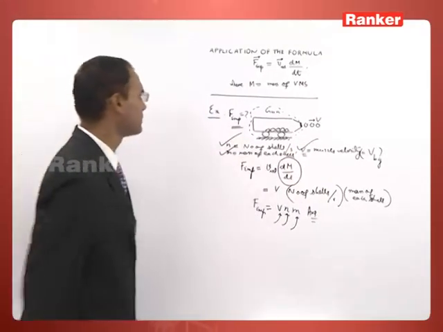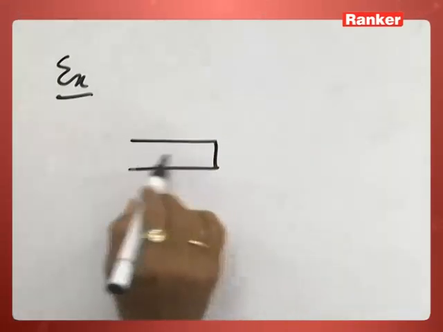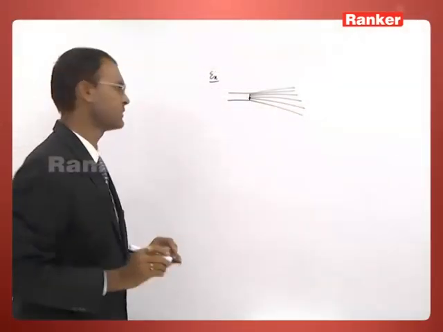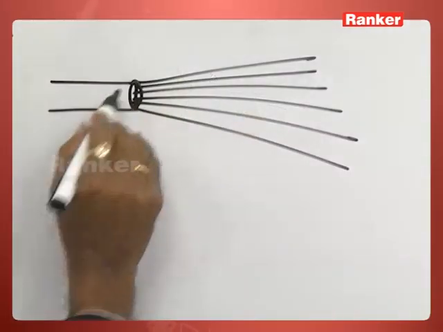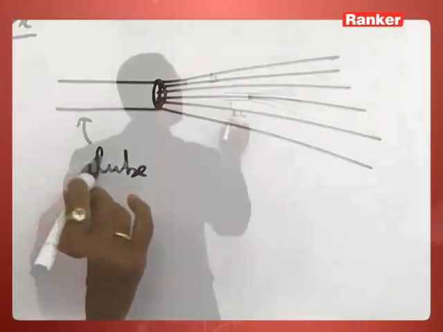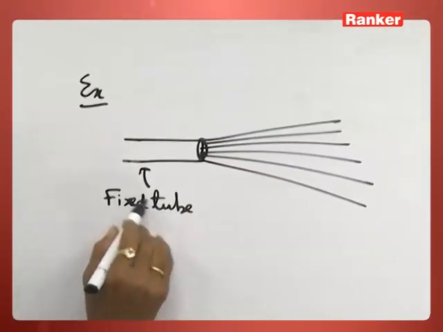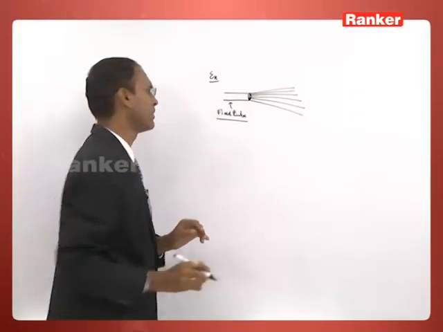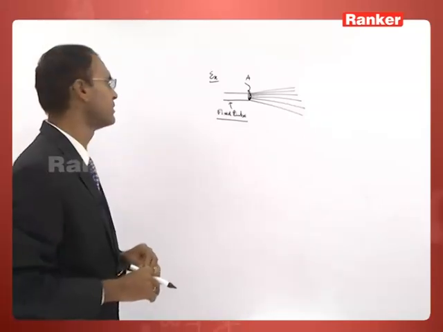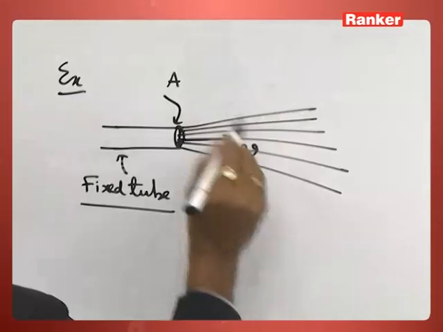Let us take another example. This is a water jet coming out of a tube, fixed tube. The tube does not move. The cross-sectional area of the tube, let it be A, and the velocity of the outgoing water, let it be V.